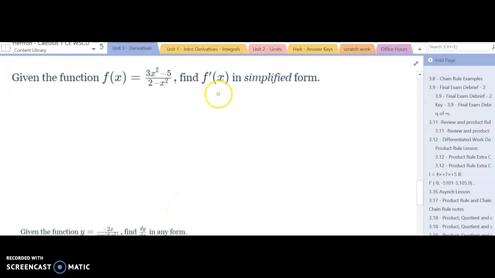We've got another derivative problem. Find f prime in simplified form. So in this case, they're asking us to simplify it. That's not going to be an important piece here. And so as we look at this, this is one function divided by another, p divided by q. So this will be our quotient rule.